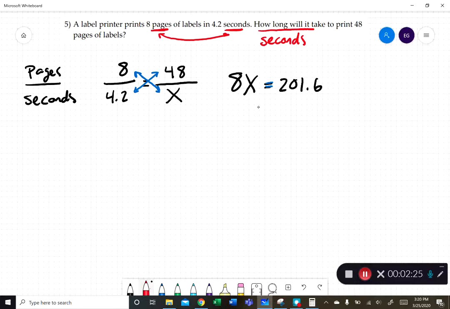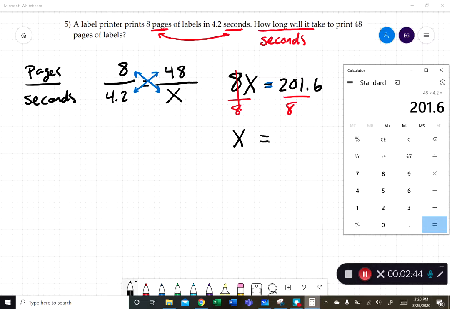Okay, and so now we've eliminated the fractions from the proportion, and what we want to do is solve for x, so we want to eliminate the times 8. The opposite of times 8 is divide by 8, so let's divide both sides of the equation by 8. On the left-hand side, we're left with x, which is what we're looking for. And on the right, 201.6, we need to divide that by 8. So let's divide by 8, and that's 25.2.